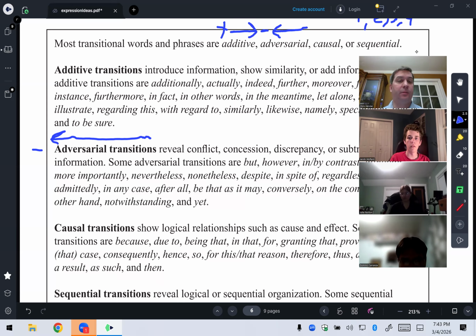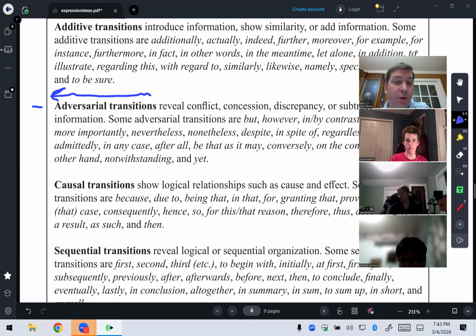So I could just admit something. I can make a small concession. Admittedly, in any case, after all, be that as it may, conversely, on the contrary, on the other hand, notwithstanding, and yet. So all of those transitions subtract things and they vary in intensity. I could do a complete 180. I could say, however, I could move completely in the opposite direction with something like despite or however. Or I could just make a small concession. Nevertheless, admittedly, nonetheless. So those are all the adversarial transitions.